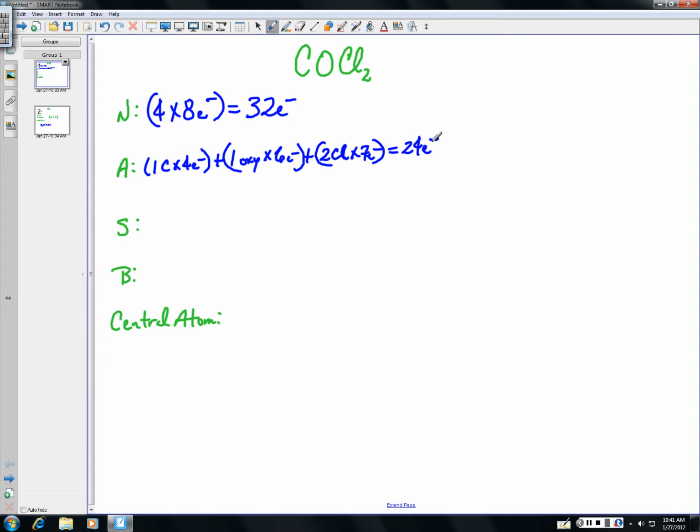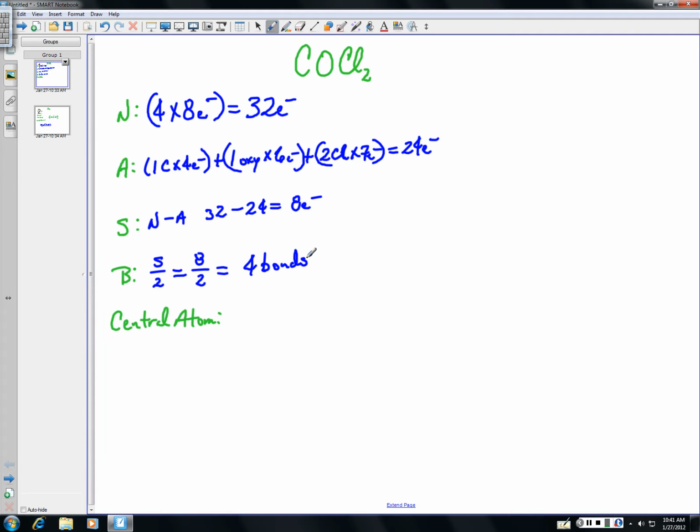All right, shared, N minus A again, 32 minus 24 says I'm sharing 8 electrons, and bonds is shared divided by 2. So again, 8 divided by 2 says I need 4 bonds to show in this compound.